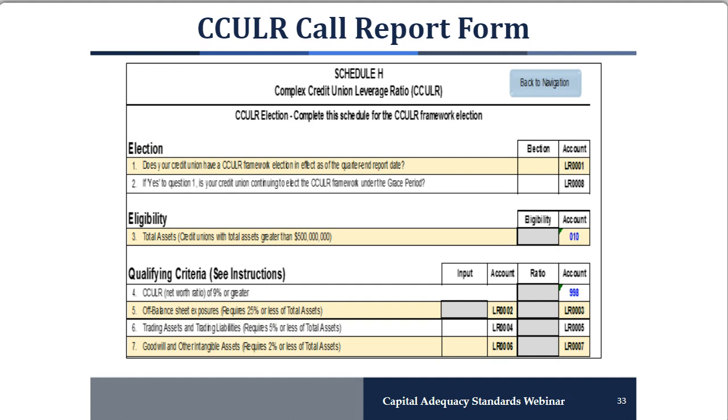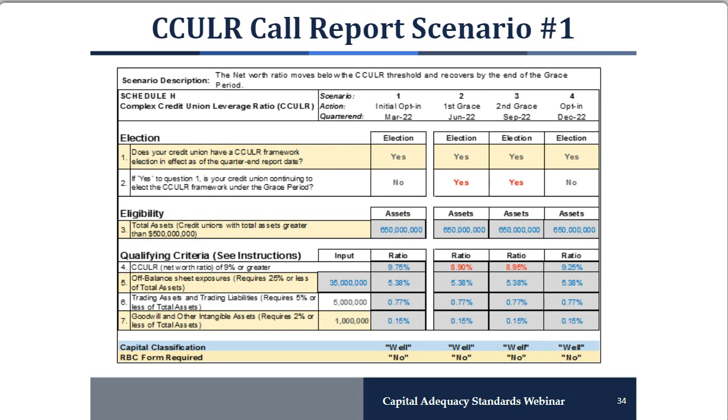Next slide. This slide and the following 3 slides reflect various scenarios to demonstrate how the grace period applies related to CULR. For each of the following scenarios, the credit union starts out as a qualifying credit union. These screens reflect a 4-quarter history for the opt-in to CULR for demonstration purposes only. However, keep in mind that the actual call report only shows the current quarter.